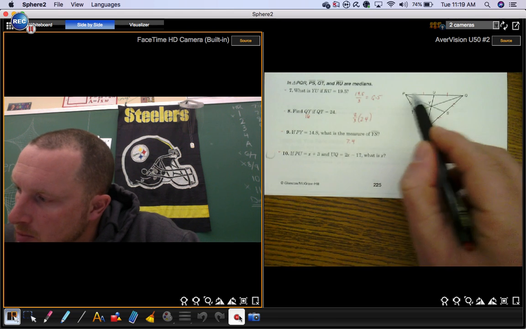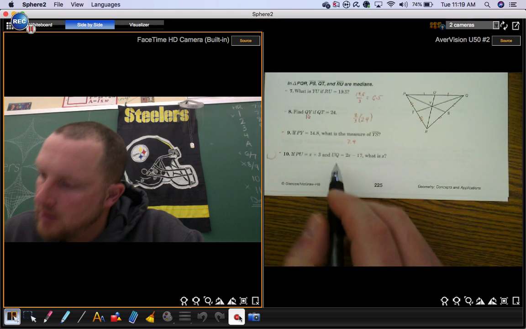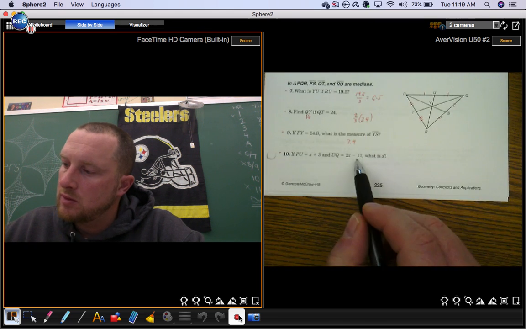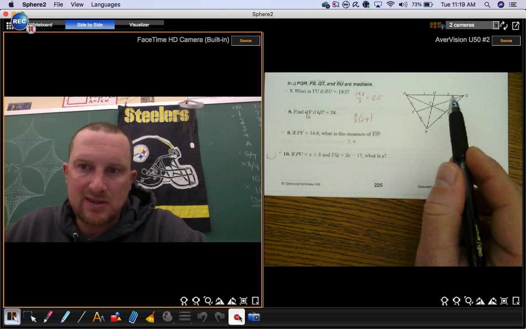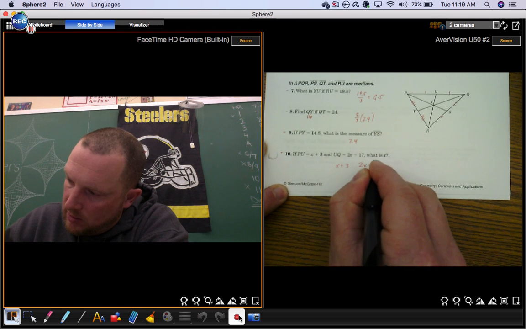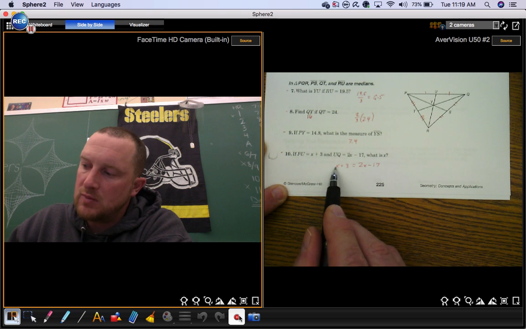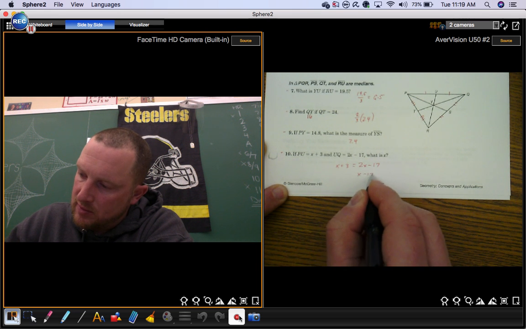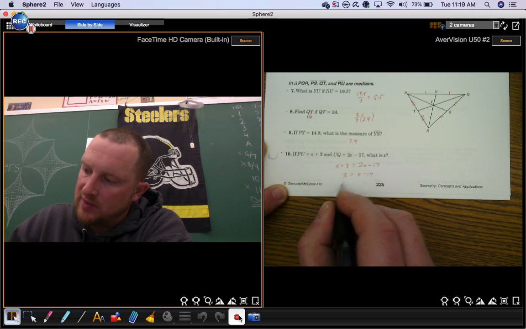Number 10, P to U is X plus 3. U to Q, 2X plus 17. These have the same marks. They're exactly the same length. So we'll subtract X from both sides, and then we'll add 17 to both sides.